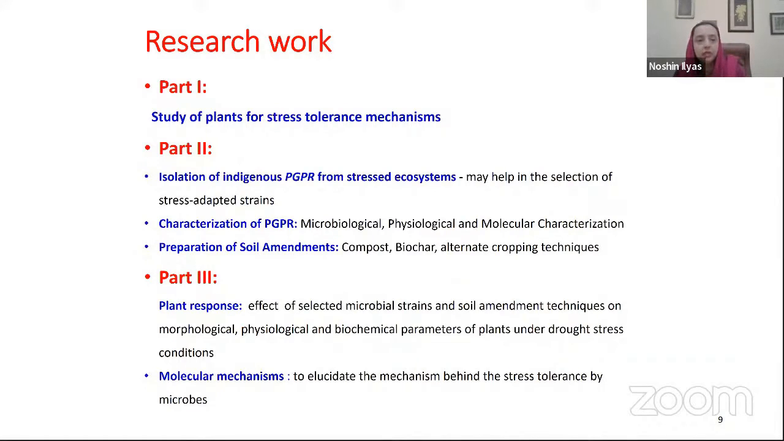In the first part, it is divided into three parts. In the first part, we study the plant for the stress tolerance mechanism. In the second part, we go for the isolation of indigenous PGPR from the stressed ecosystem.